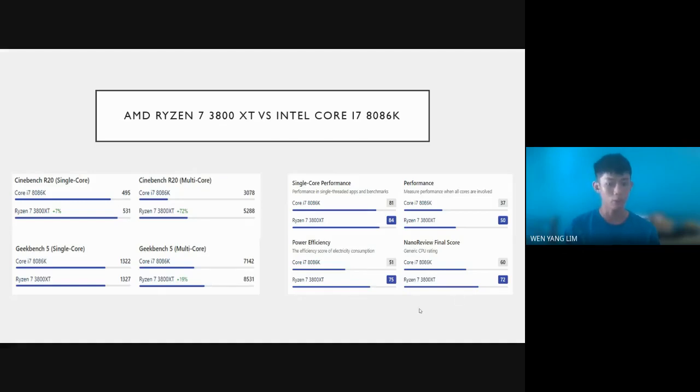Based on the results above, with the advantages of a more modern manufacturing process and 2 more physical cores, the AMD Ryzen 3800 XT outruns the Intel Core i7 in performance score. Therefore, in this comparison, the AMD Ryzen 3800 XT is a better processor in both performance and power efficiency. That's all from us. Thank you.